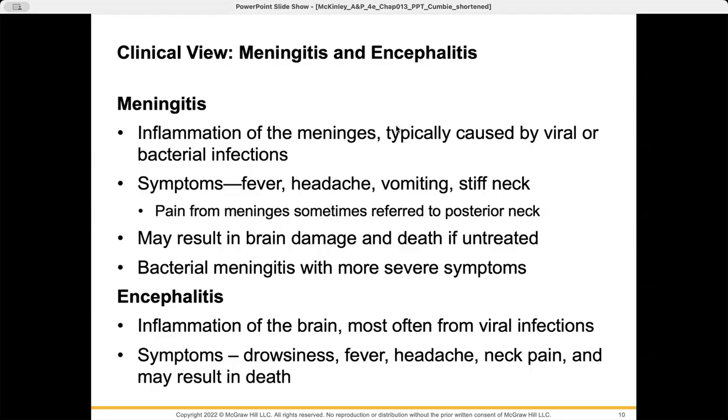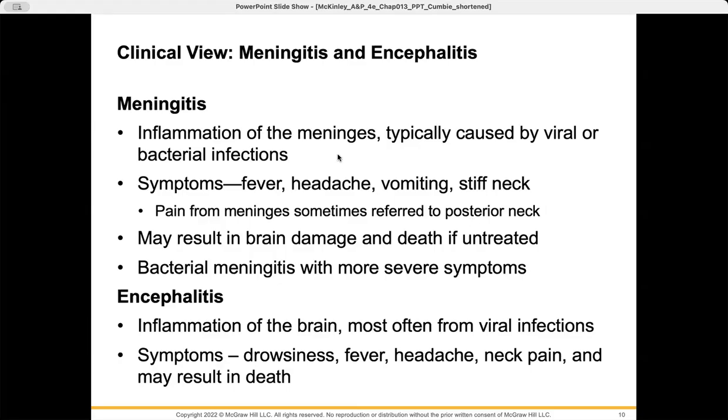There are some other clinical views involving the meninges. One is meningitis, which probably most of us have heard of. Itis is just a suffix that means inflammation of the meninges. And typically, this inflammation is going to be caused by some sort of infection to these protective layers around the brain and spinal cord. Symptoms include what we would typically see with viral or bacterial infections: fever, headache, vomiting. You may have stiffness of the neck, especially if it's occurring in that area. And typically, it's going to be pain in the back of the neck.